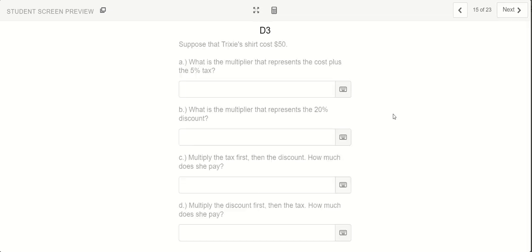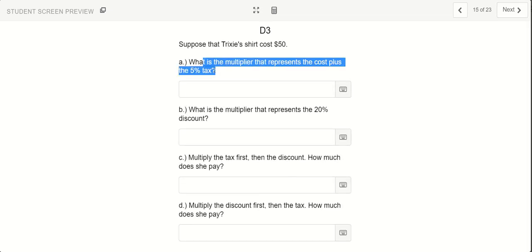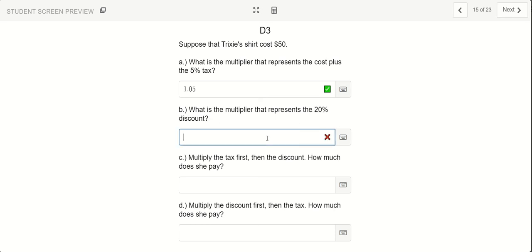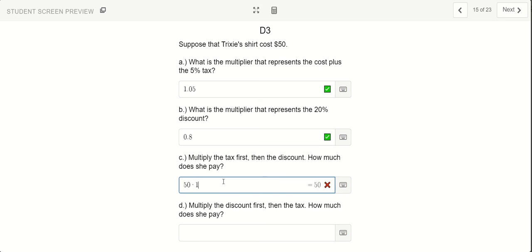So answering the first problem from Trixie, right? If I'm adding a 5% tax, 100% plus 5% is 105%. But that as a decimal will be 1.05. Right, 1.05. Right, if I'm discounting 20%, again, I don't have to pay this 20%. So I'm going to take 100% minus 20%, which changes to a decimal of 0.8. Okay. So if I multiply tax first, then discount, how much do I pay? So $50 for a shirt times tax times discount. I'm paying $42 for the shirt.